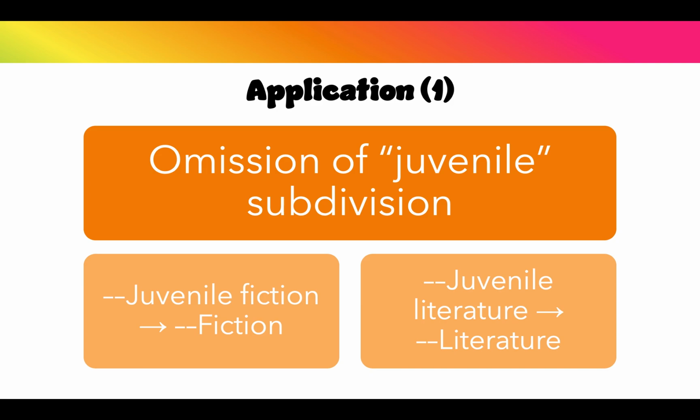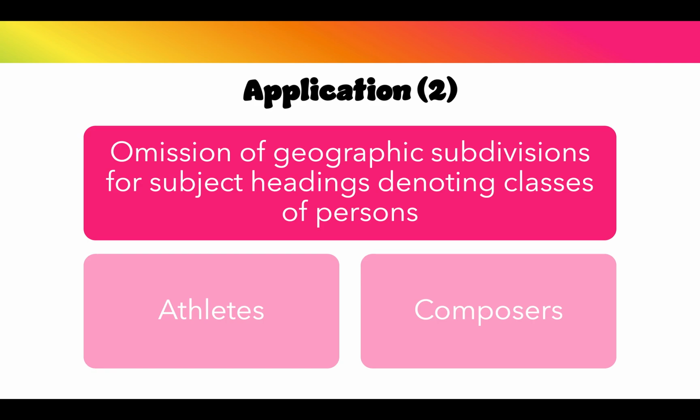So next, KYAC highlights a few applications of the subject headings that differ from the Library of Congress subject headings. First is the omission of juvenile from subject headings. Again, including juvenile is redundant because we already know this record is for children by the MARC 21 notation. So juvenile fiction just becomes fiction. Juvenile literature is simply literature. KYAC also does not require geographic subdivisions for subject headings. This means that we don't have to put athletes, United States, or composers, Costa Rica, and the like.